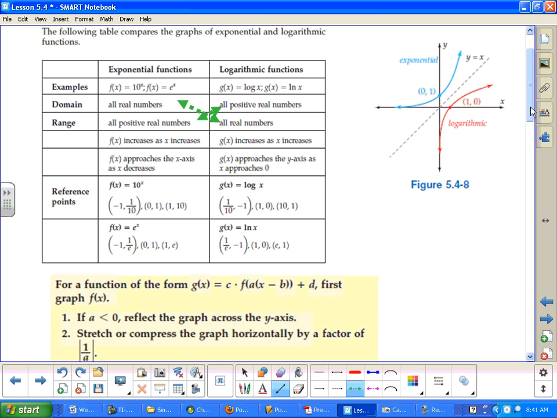Notice that the exponential functions have the point (0, 1). Both of them, e to the x and 10 to the x. And they both have the point (1, 10) or (1, e).